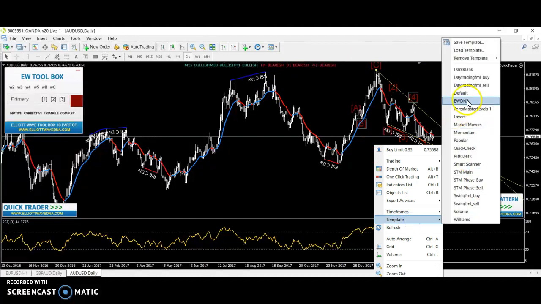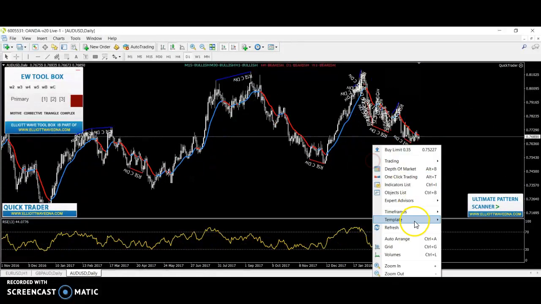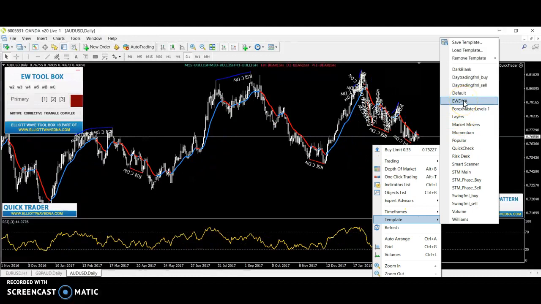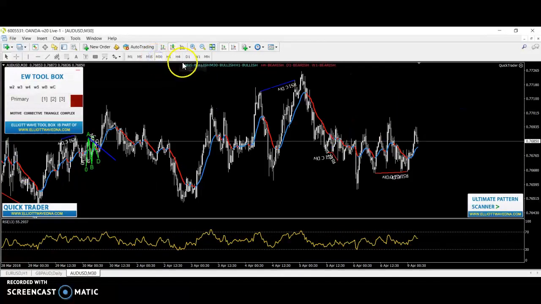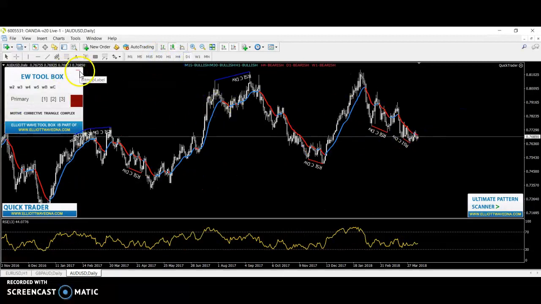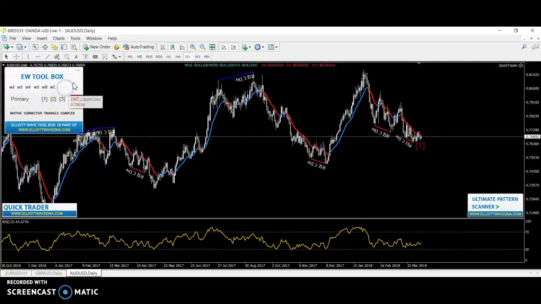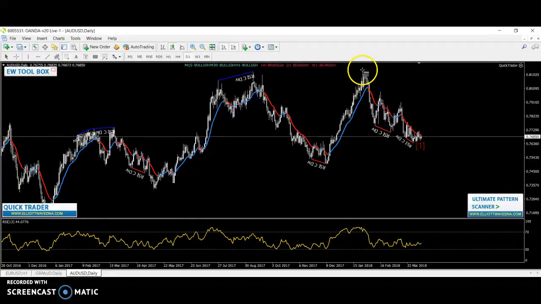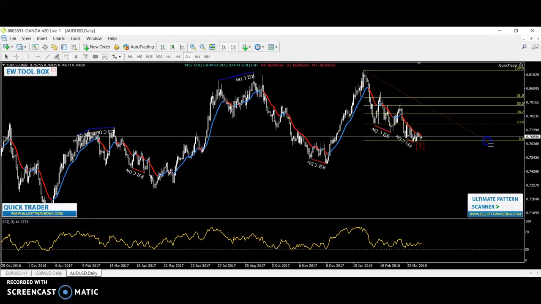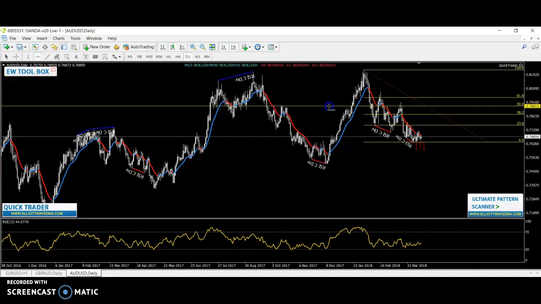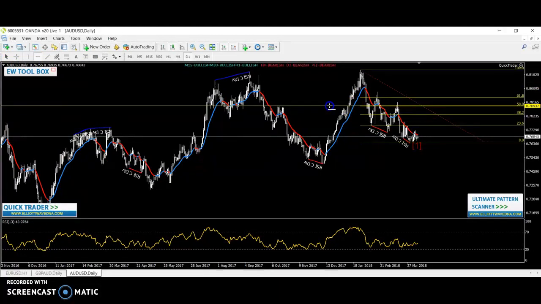Now let me just clear this off. Let's see here. There we go. So this is looking like a 1 to me. Let me just mark this. There's our 1. So let's draw this right here. So we should be looking for a push up on the AUD to the 78913 level.